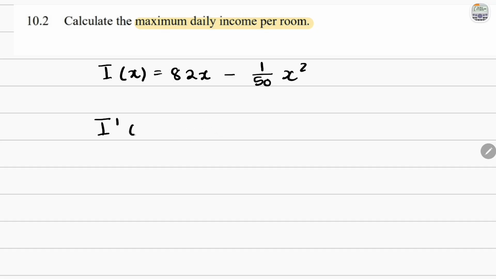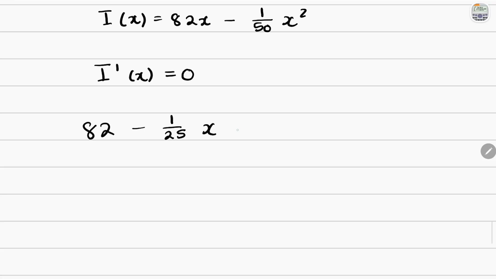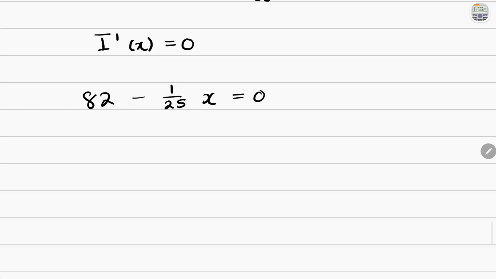Okay, so let's go ahead. We'll say I prime of x, and we're going to set that equal to 0. So let's derive this, find I prime x. So this is going to be 82 multiplied by the coefficient of 1, which is 82, and then x, and then exponent minus 1 is 0. And then anything to the power of 0 is 1, so this stays 82. Then negative 1 over 50 times 2 is negative 2 over 50, which is negative 1 over 25. So negative 1 over 25, x, exponent minus 1 is 1, and you don't have to rewrite that. So it's equal to 0, and we just have to solve for x.